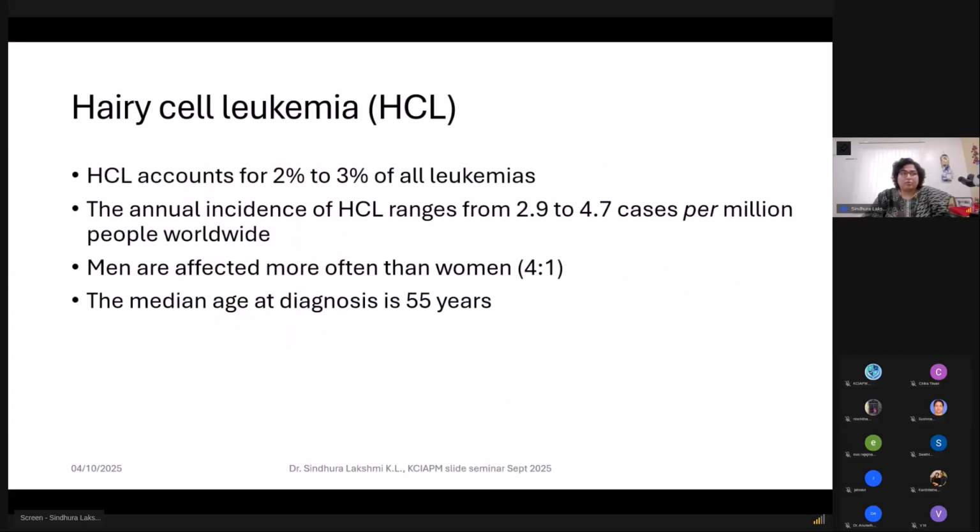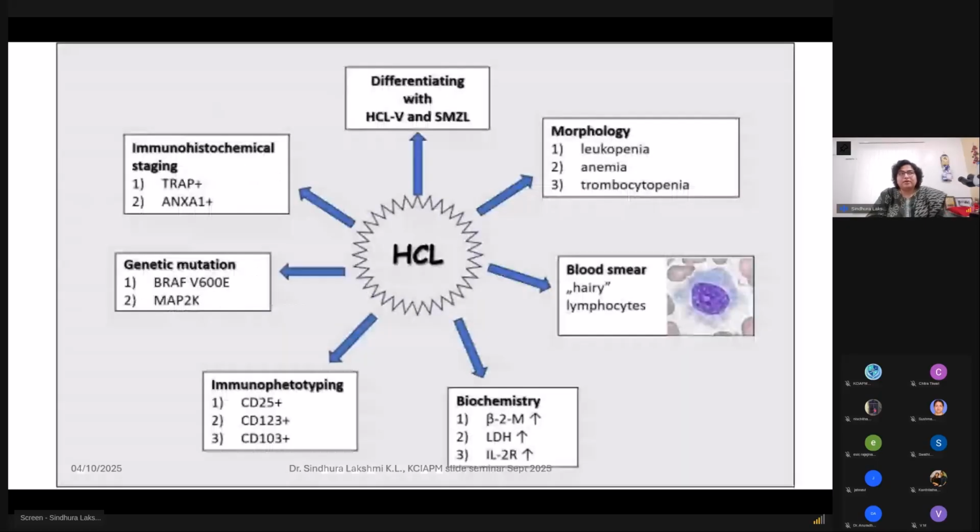So, as you rightly pointed out, the morphology was very typical. It is indeed hairy cell leukemia. Now, hairy cell leukemia accounts for about 2 to 3% of all the leukemias, with an annual incidence ranging from 2.9 to 4.57 cases per million. Men are more affected than women, close to 4:1 to 5:1 ratio, with a median age of diagnosis at 55 years. Now, when we think of HCL, there are several things one should consider.